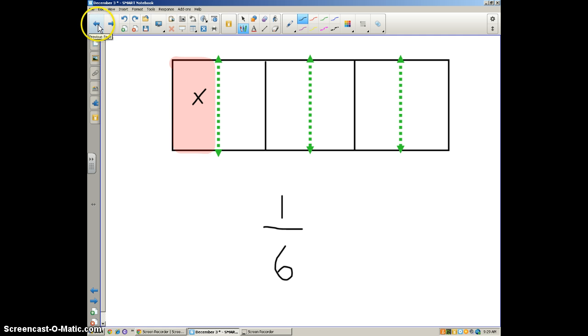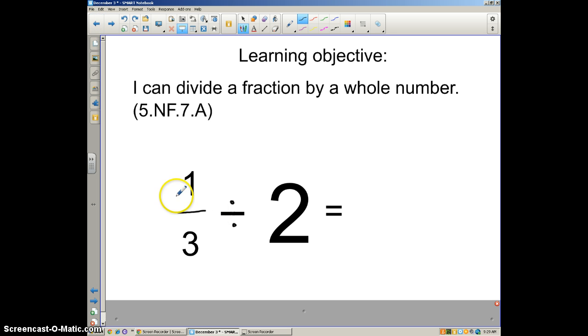So we can see that if we take 1/3 and divide it by 2, then we will now have 1/6. So 1/3 divided by 2 equals 1/6. And that is how you divide a fraction by a whole number.